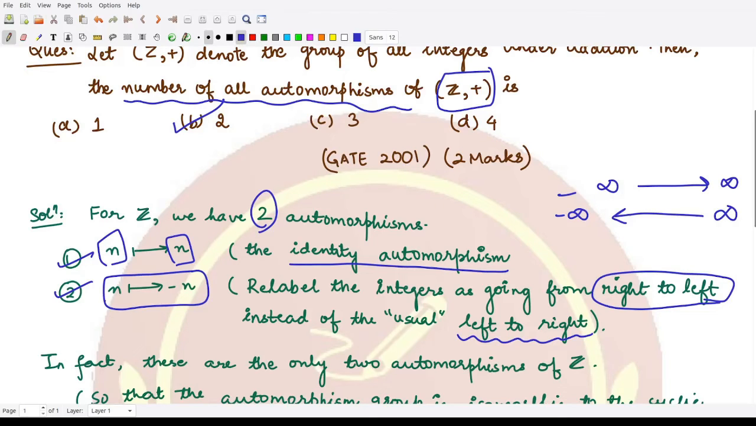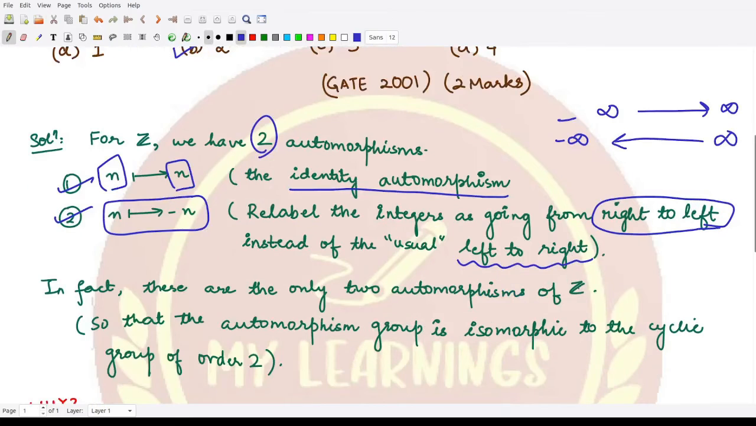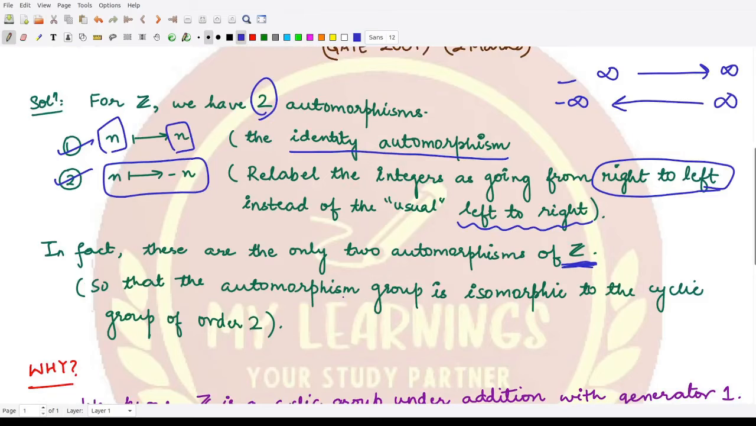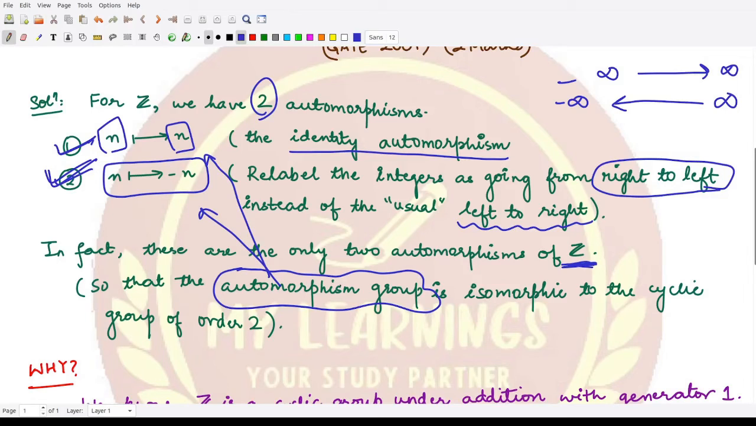In fact, we are saying these are the only two automorphisms of this group of integers. The automorphism group, constructed by taking these two automorphisms as its members, would be isomorphic to the cyclic group which has order 2. So this is what we are saying here.